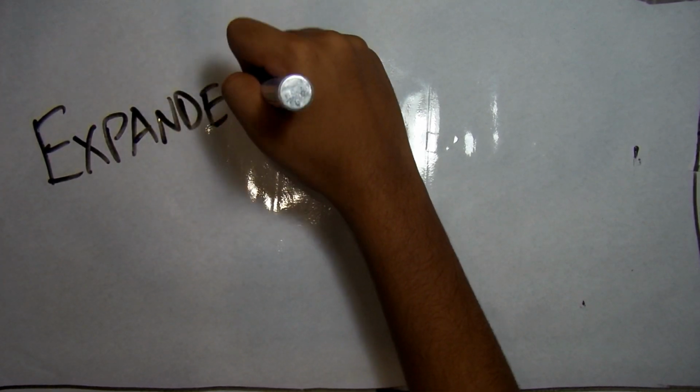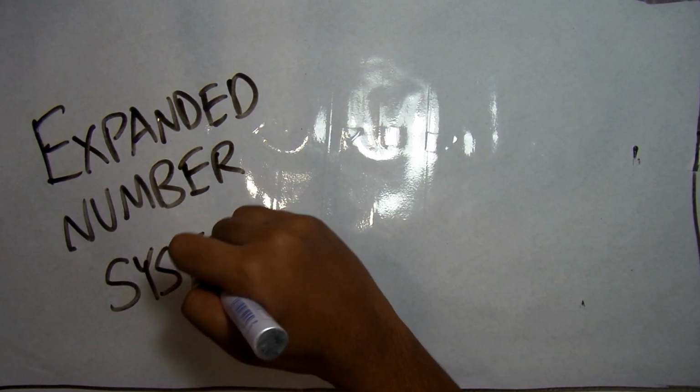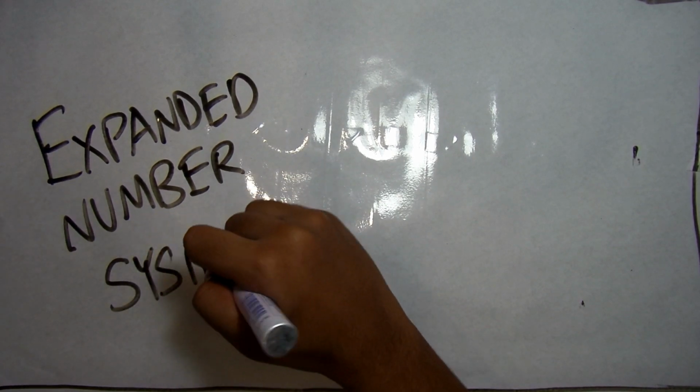To allow it to have a proper answer, to allow it to be properly mathematically expressed, mathematicians invented an expanded number system that can define any negative square root.